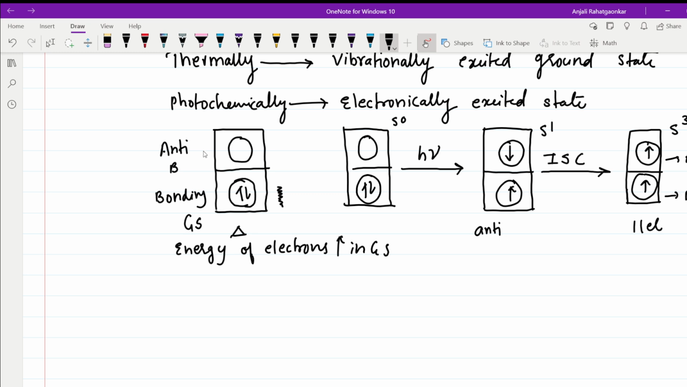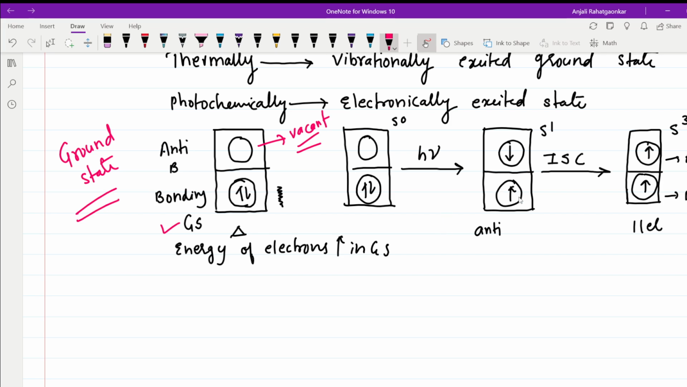This is the major difference: in the thermally induced reaction, the electron will stay in the ground state. They will stay in the ground state, while in the photochemically induced reaction they cross the barrier and they move into the anti-bonding orbital. In the ground state, the anti-bonding orbital always remains vacant. They never get filled up.